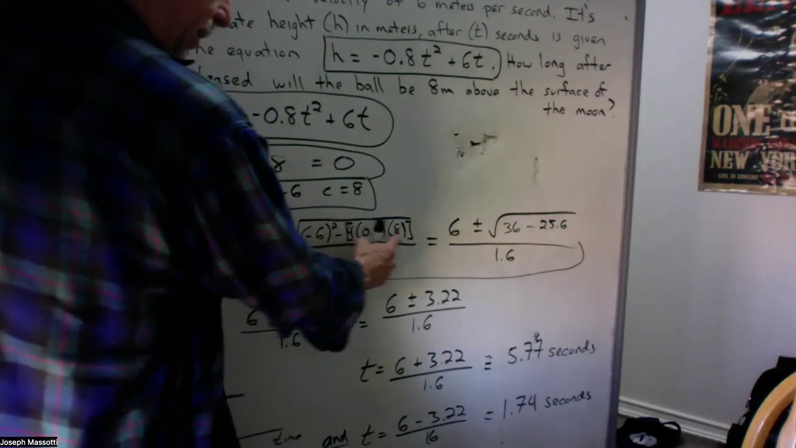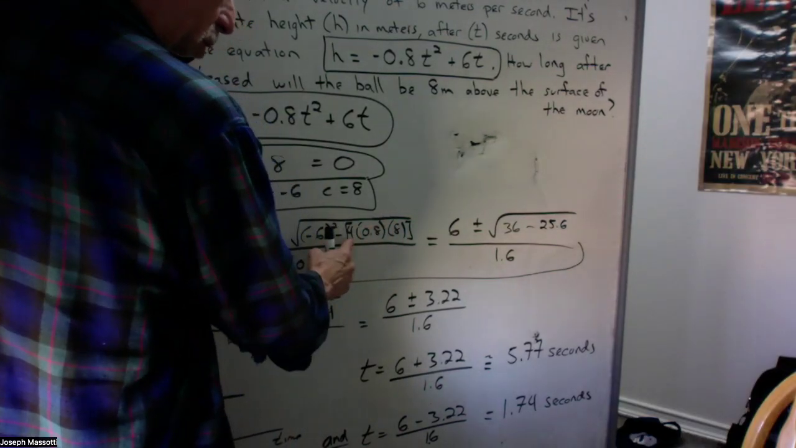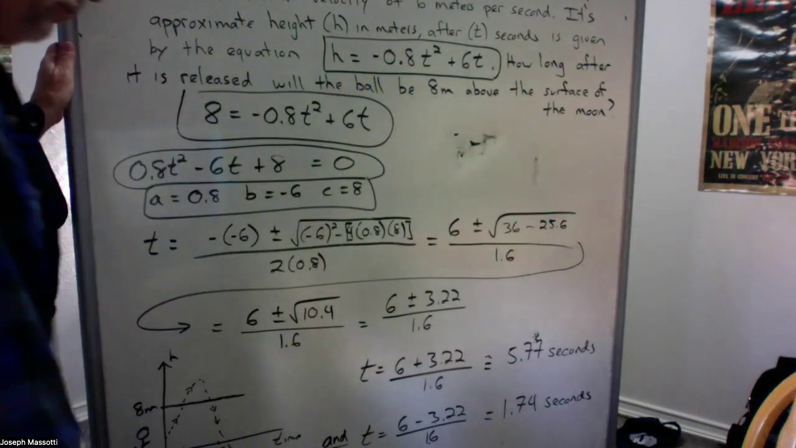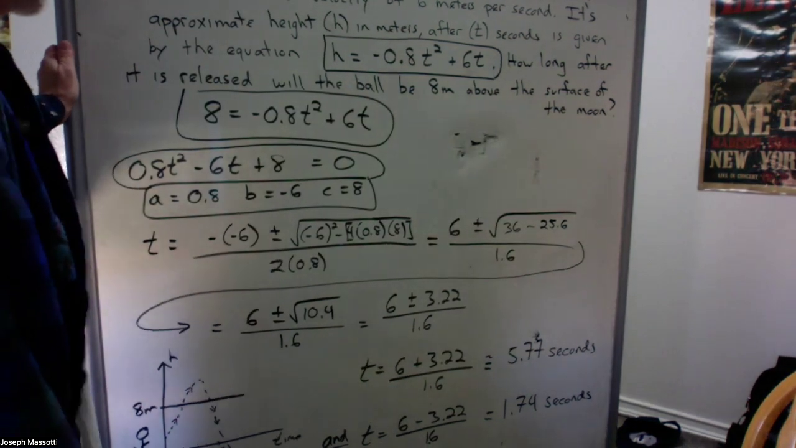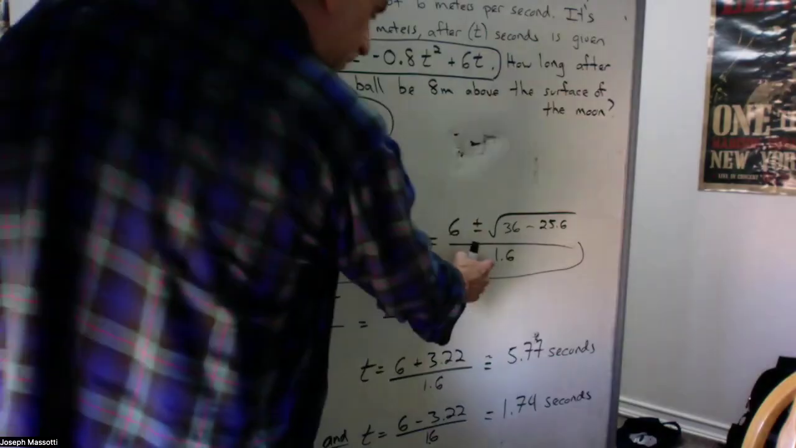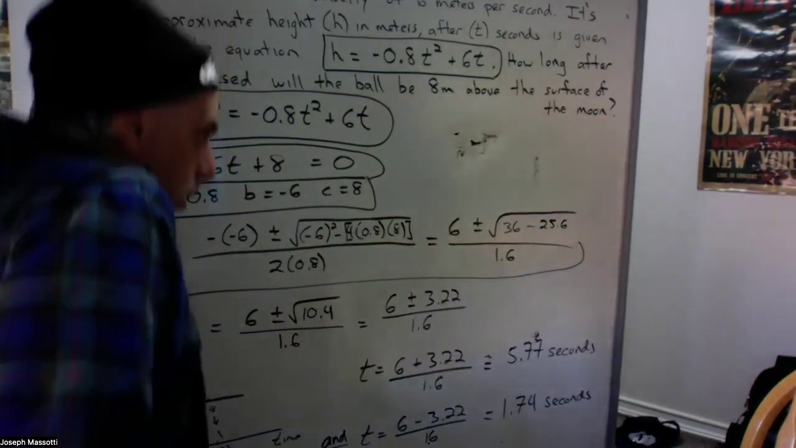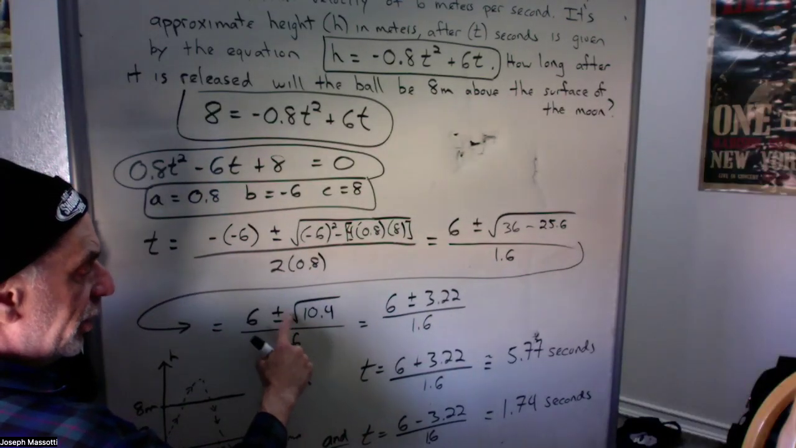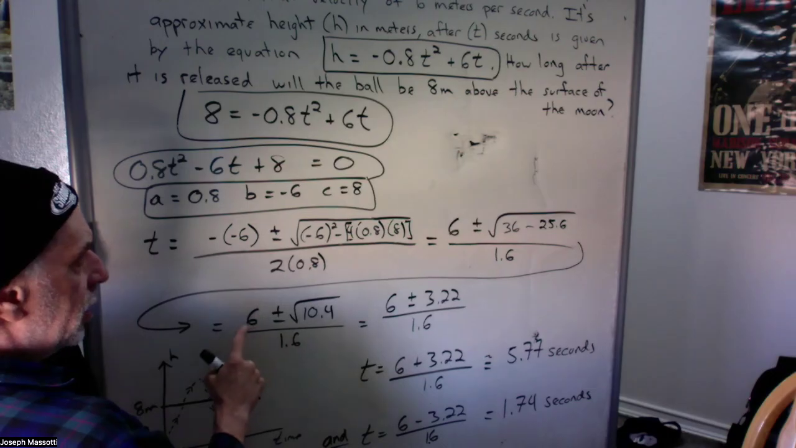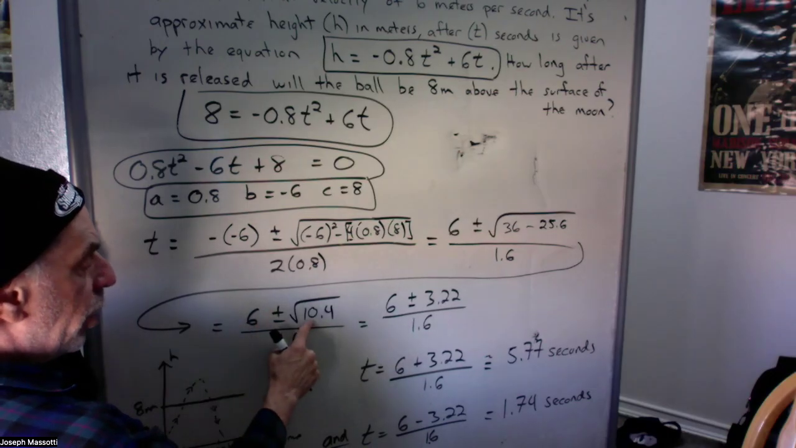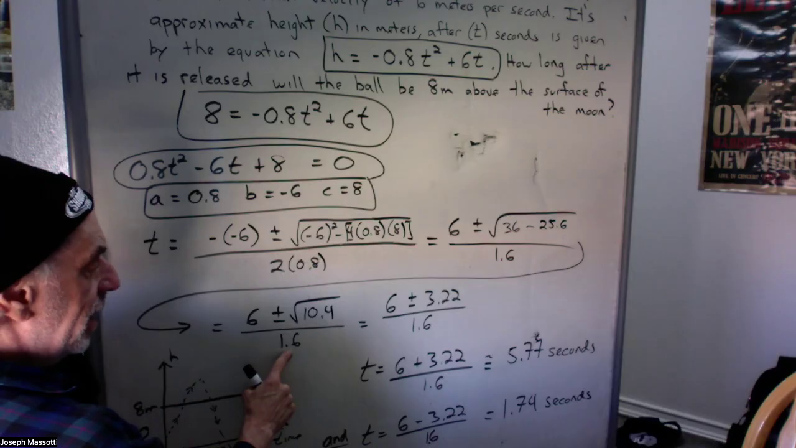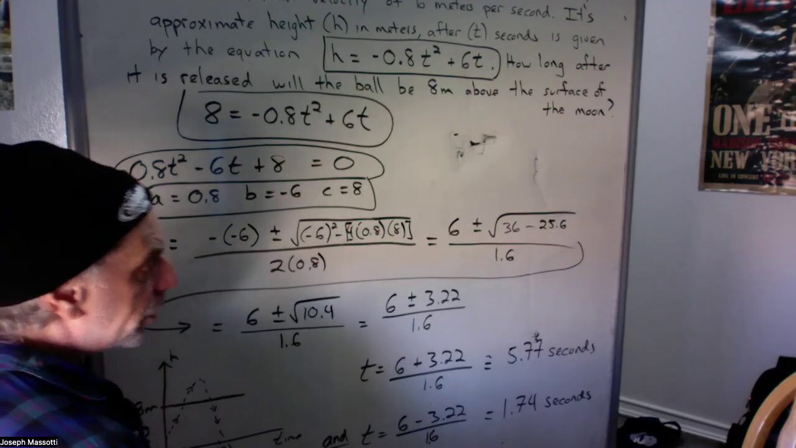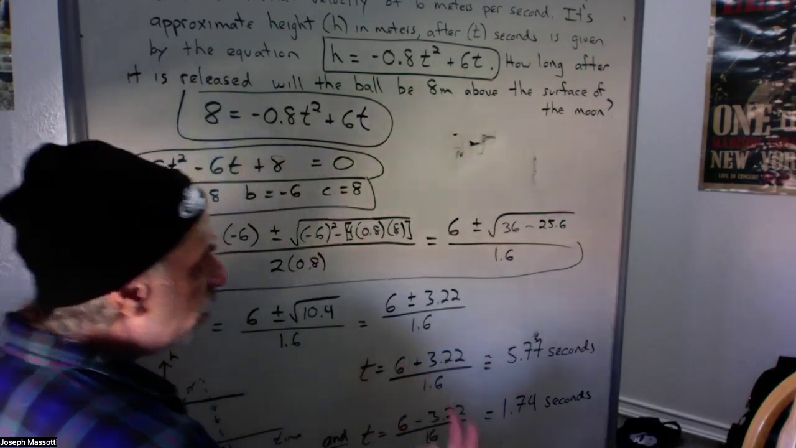We're subtracting this entire product. You multiply 4 times 0.8 times 8. You're going to get this number. And 2 times a gives us 1.6. All right, so 36 minus 25.6 leaves us with 10.4 under the square root sign. So we get 6 plus and minus the square root of 10.4 over 1.6. Square root of 10.4, if you plug that into your calculator and round to 2 decimals, you're going to get 3.22. So we're going to get 2 answers here.